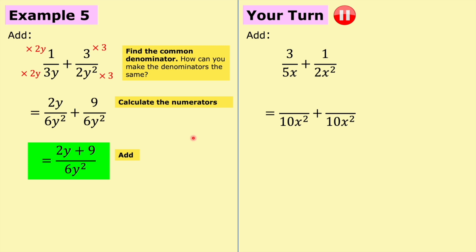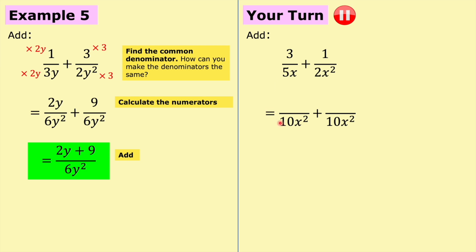We need to find our common denominators. So you should have 10x squared on the bottom of both your fractions. So to get to this point, I've thought about my number terms first. So 5 and 2, what's the lowest common multiple between 5 and 2? It's going to be 10. And then I can change this x to become x squared by timesing by x. So that means on the bottom of our fraction, we're going to have 10x squared.